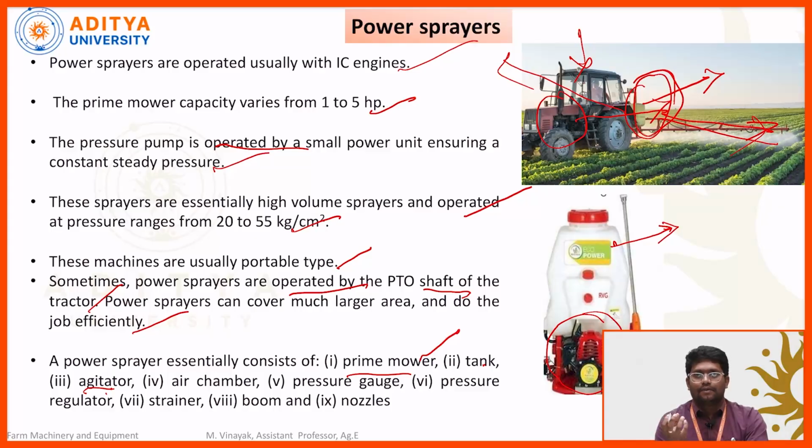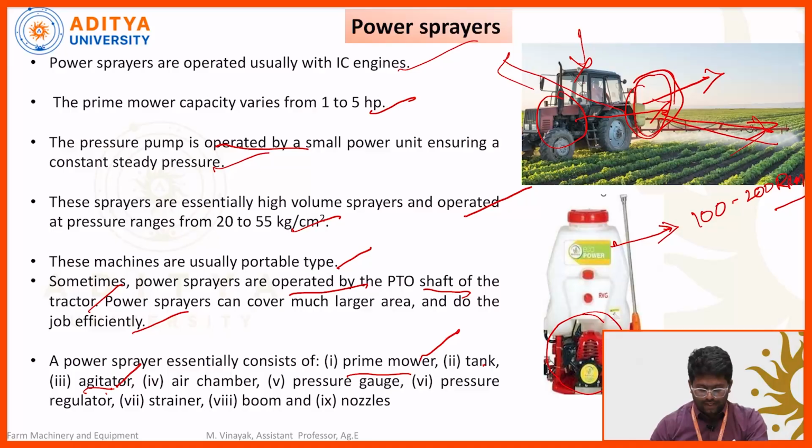Sometimes the liquid particles can form colloids, so we need to break up the liquid particles. Suppose chemicals are available in the market in liquid form as well as powder form. Once the powder is mixed with the water, what will happen? Some clots will be formed in the water. So by using the agitator, we continuously mix the liquid in the tank. The operating speed of the agitator is 200 RPM.